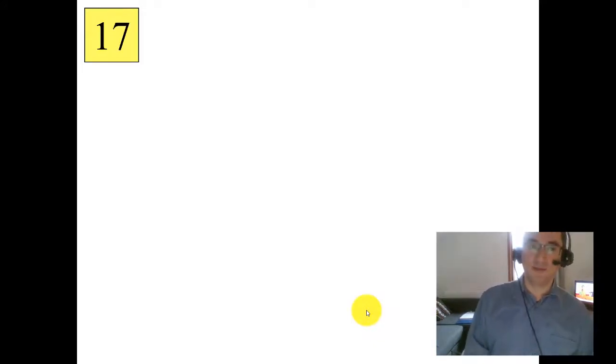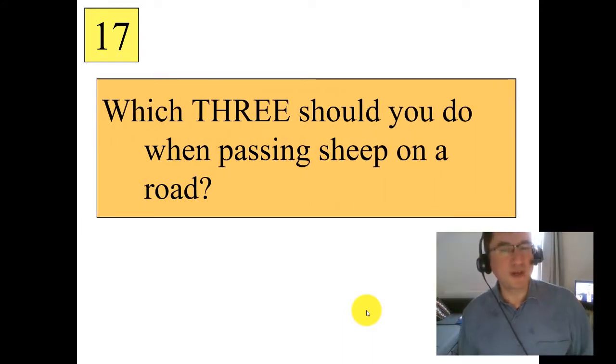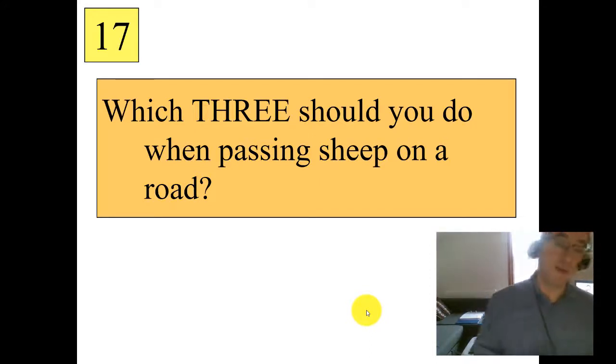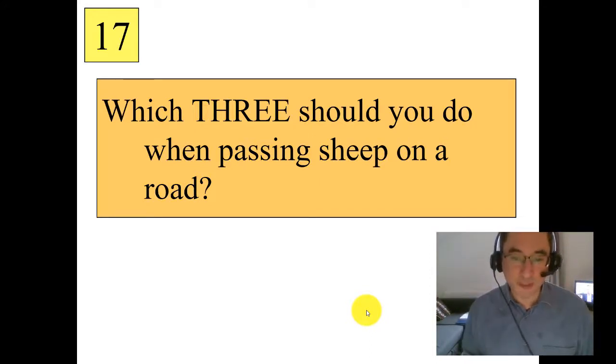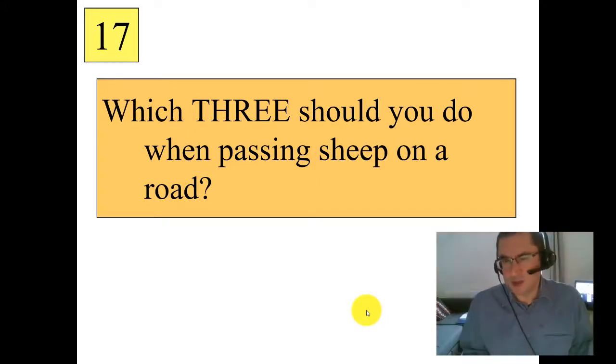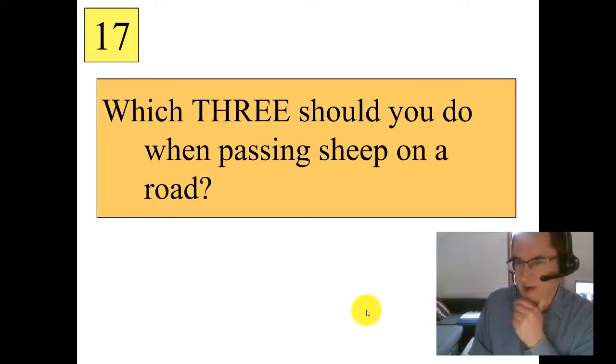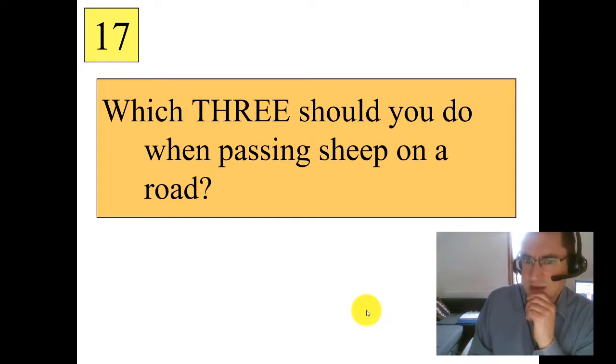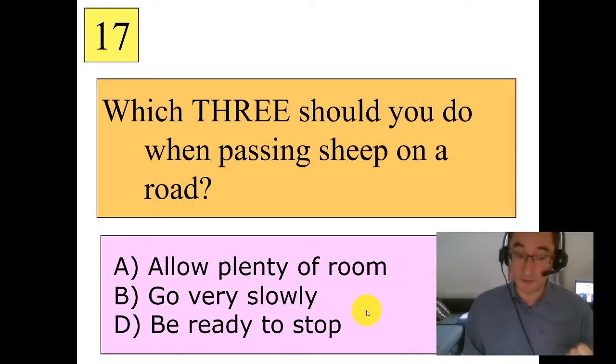Question 17. 4 to go. Which 3 should you do when passing sheep on a road? So we've had horses. Now we've got another kind of animal. Sheep. You're not going to get this in Norwich much, by the way. But 3 things you should do. What do you think? Have an idea. Even if you haven't got the book, what would you think? Speed up? Slow down? Give them room? Allow plenty of room. Go very slowly, and again, like with the horses, be ready to stop if necessary.